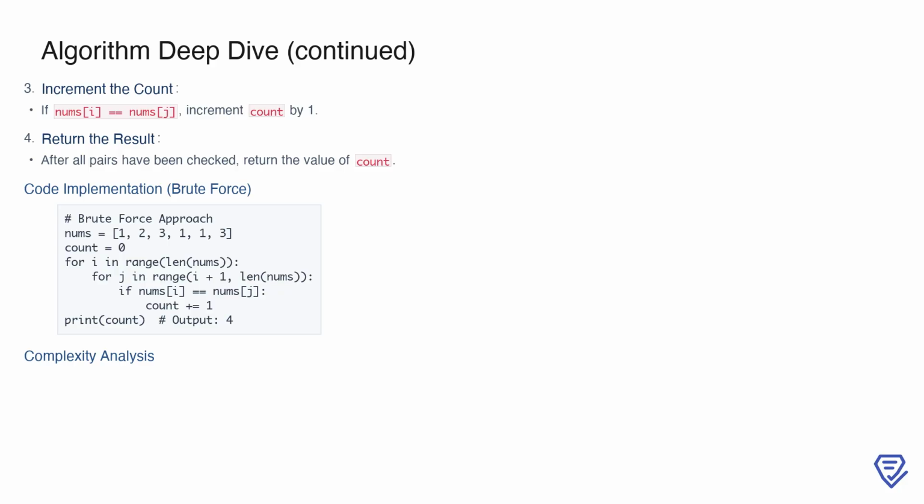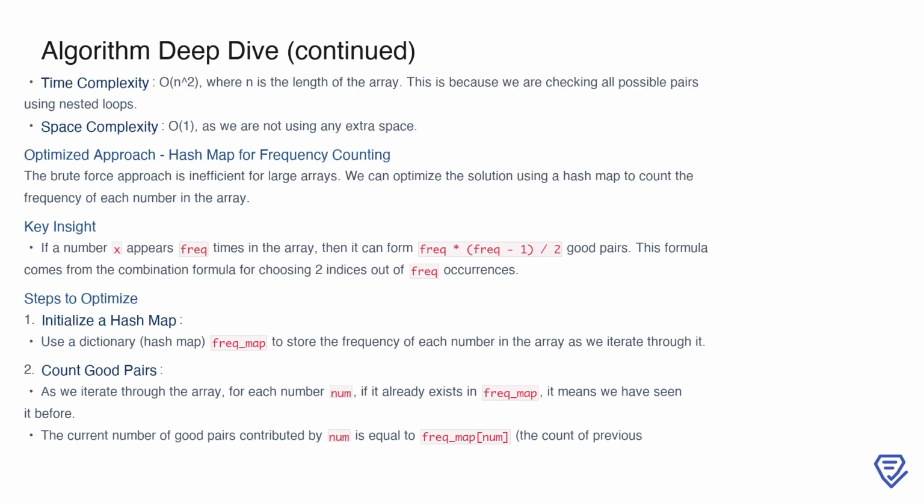While this method works, it is computationally expensive. The time complexity is O(n²) due to the nested loops, and although the space complexity is O(1), since we don't use any additional data structures, this approach fails to scale efficiently as the array size grows. The inefficiency of the brute force approach stems from the fact that it explicitly checks all possible pairs, leading to a time complexity of O(n²).